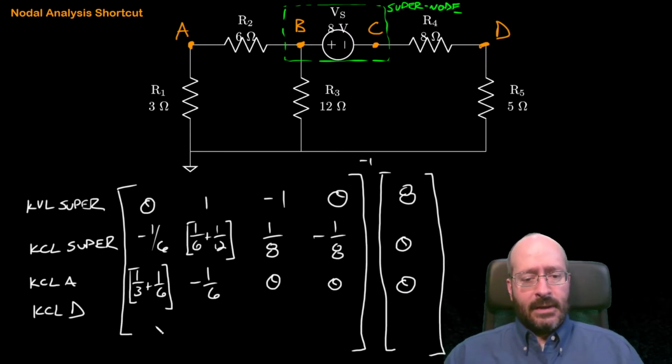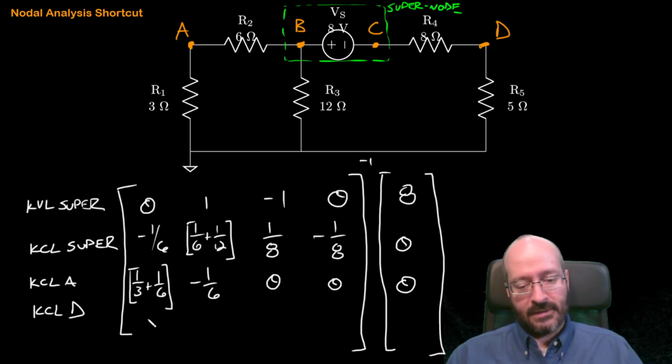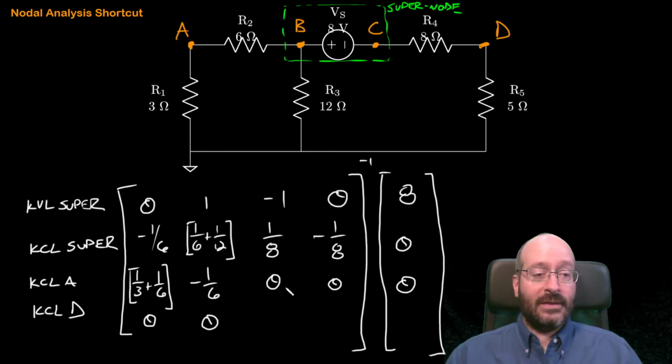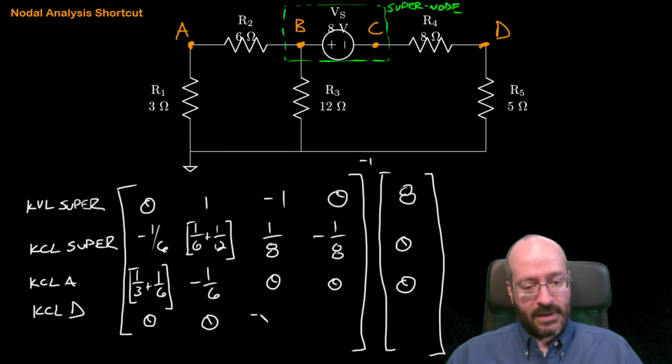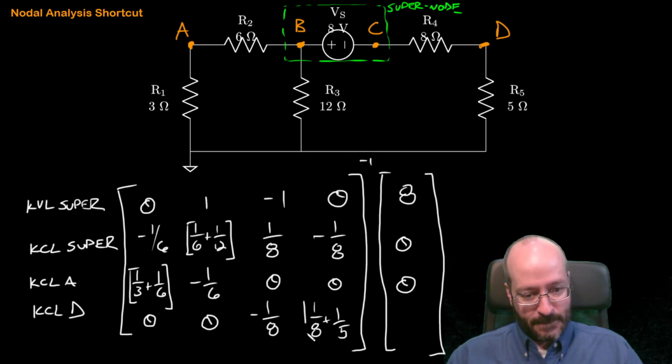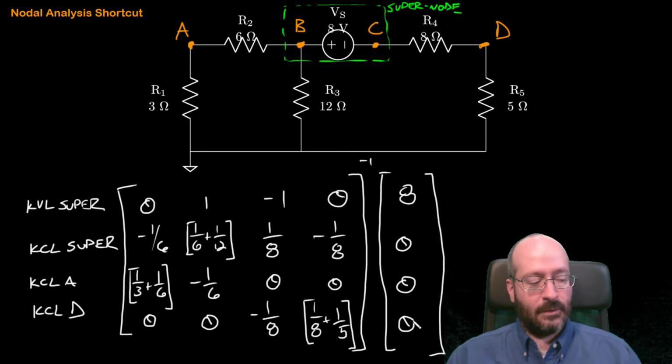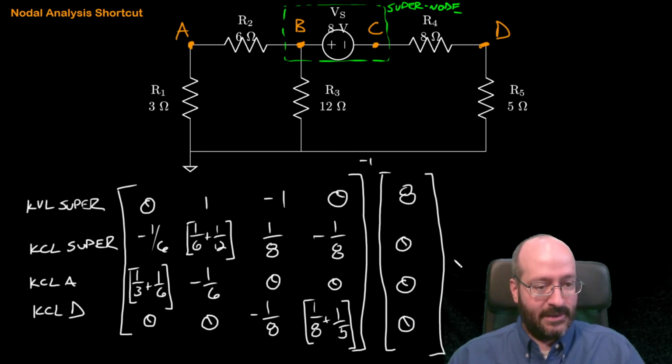Coming down here, so we're moving over to this node. What's connected to D that's also connected to A? Nothing. What's connected to D that's also connected to B? Nothing. What's connected to D that's also connected to C? It looks like the 8 ohm again, negative 1/8. And then what's connected to D? I see 1/8 and 1/5. No current supply is connected to that node, so 0 on the right-hand side.